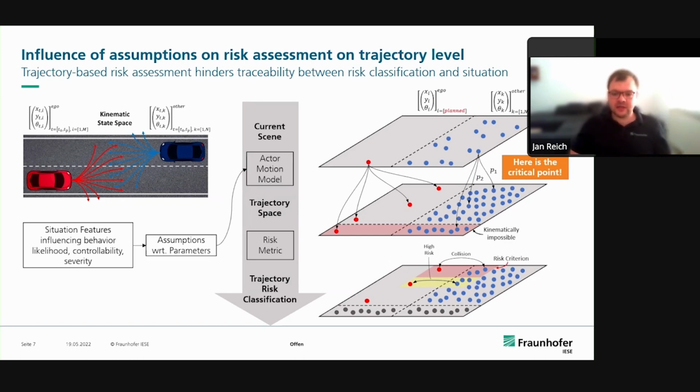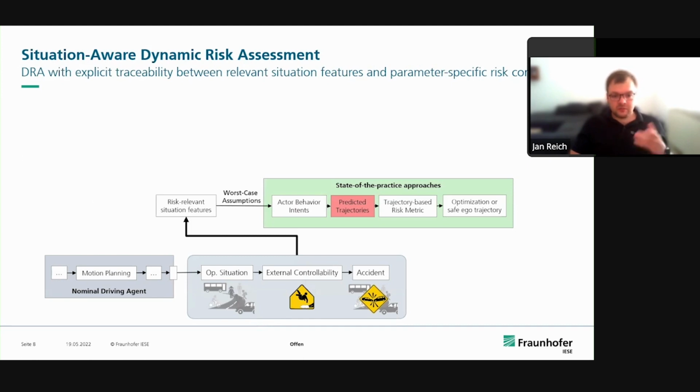And with this idea in mind, let's see how an alternative solution that reflects these aspects can look. So here we are seeing again the state of the practice approach in essence, with the behavior intents, the projected trajectories, and the respective risk metric that is defined based on pairwise trajectories. And as indicated in red and explained on the last slide, the trajectory level breaks this traceability from risk-relevant situation features on the one hand to an understandable risk estimate on the other hand.